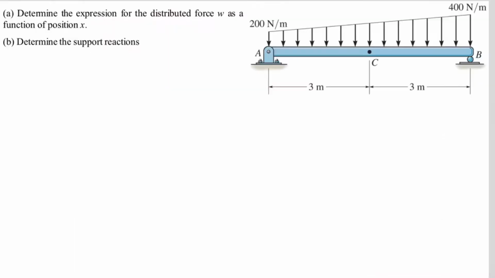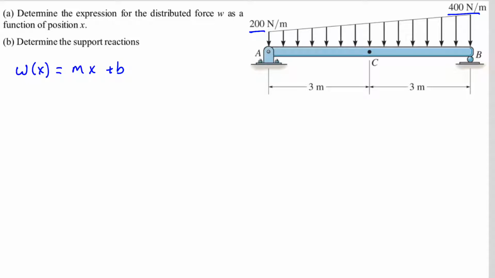If we look at this distributed loading, we see that it goes from 200 newtons per meter up to 400 newtons per meter, and the characteristic of this curve is a linear, or straight, line. Of course, we know from that, just by observation, that the formula we typically would have for a straight line is y equals mx plus b, or W of x, our distributed load, equals mx plus b. M is our slope, and b is our y-intercept.